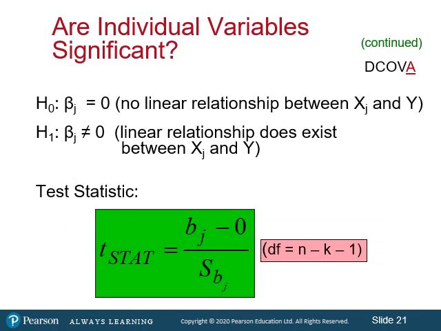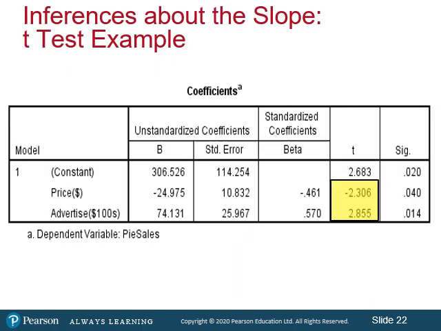To test these individual variables, these are the hypotheses we have already decided. The test statistic will be the t statistic: beta j minus 0, divided by the standard error of the beta. The degrees of freedom is n minus k minus 1. If you want to look at the table for t, we look at the degrees of freedom 15 minus 2 minus 1, and then you can look at the 5% column to see the cutoff value.